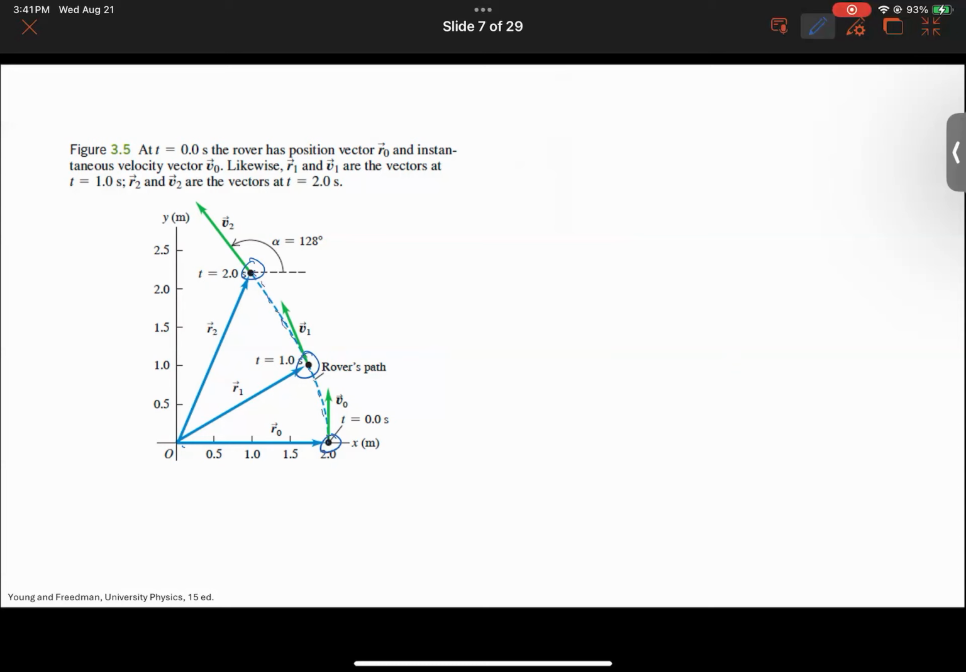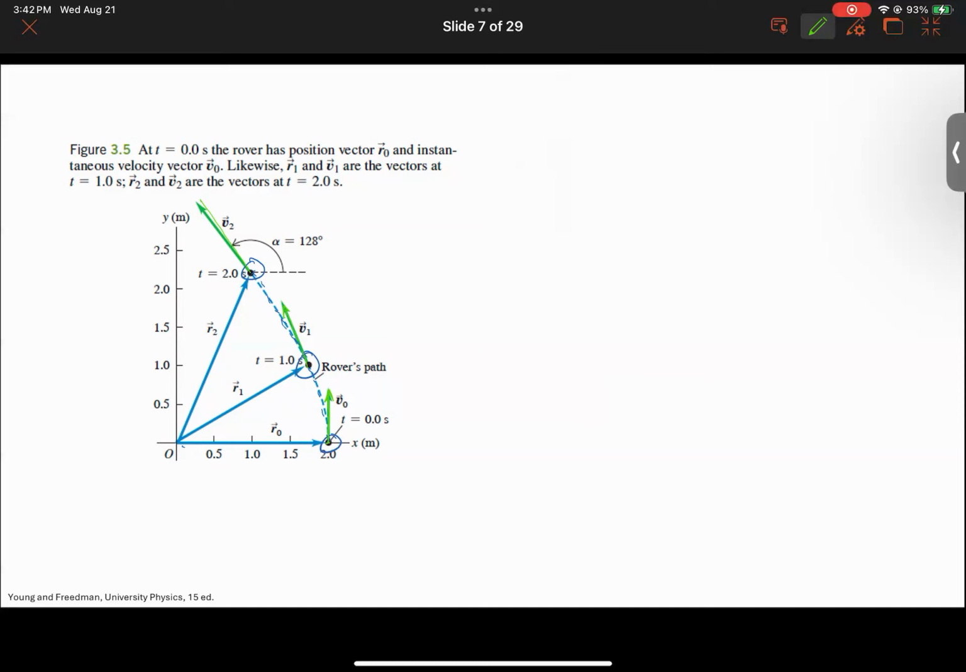trace the path. So ito yung tangent line, yung kulay green, yan yung tangent line at the original position at t equals 0.0 seconds. Itong tangent line na v1 is yung velocity vector at t equals 1.0 seconds, and then yung tangent line at position r2 ay yan yung velocity vector niya at t equals 2 seconds.